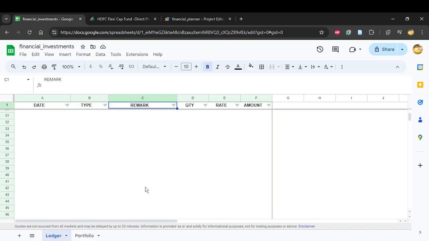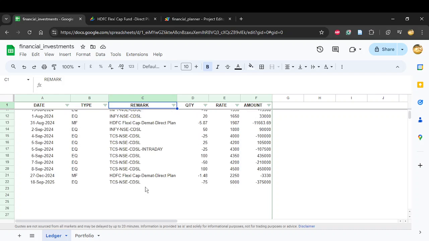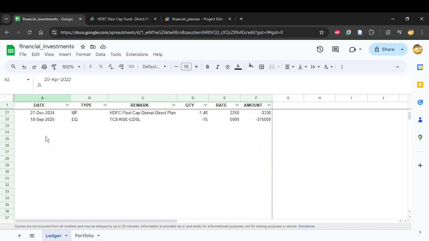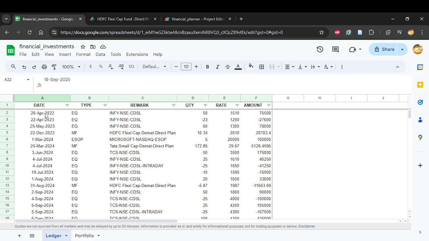So as you can see on my screen, we have a spreadsheet titled financial investments. In this spreadsheet, I have mentioned all the trades that I've executed from some arbitrary date, let's say 20th April 2022 till some future date, 18 September 2025. And these are all arranged chronologically, and these are given some types based on the type of investment it is. Let's say it's an equity investment or into a mutual fund, or it's an ESOP investment.